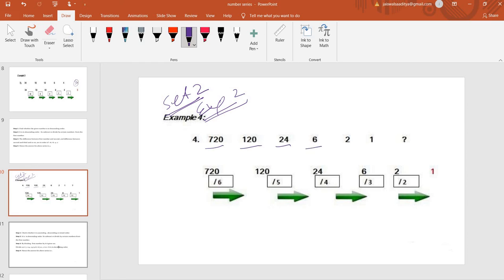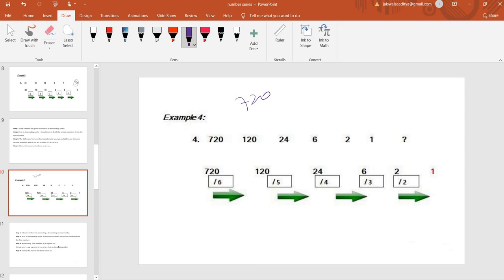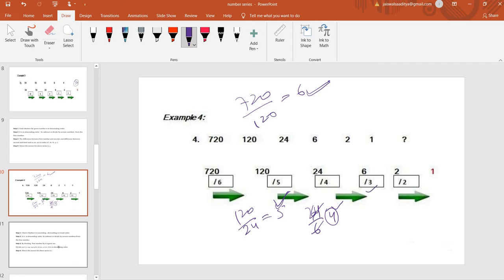Now the series 720, 120, 24, 6, 2, and a missing number. We will see what pattern we are going to follow. See, 720, this change is going drastically, so of course this is a division. If we divide, it will become 6. Again 120 divided by 24, it will become 5. Again 24 divided by 6, it will become 4. See, first 6, then 5, then 4, then 3, then 2.